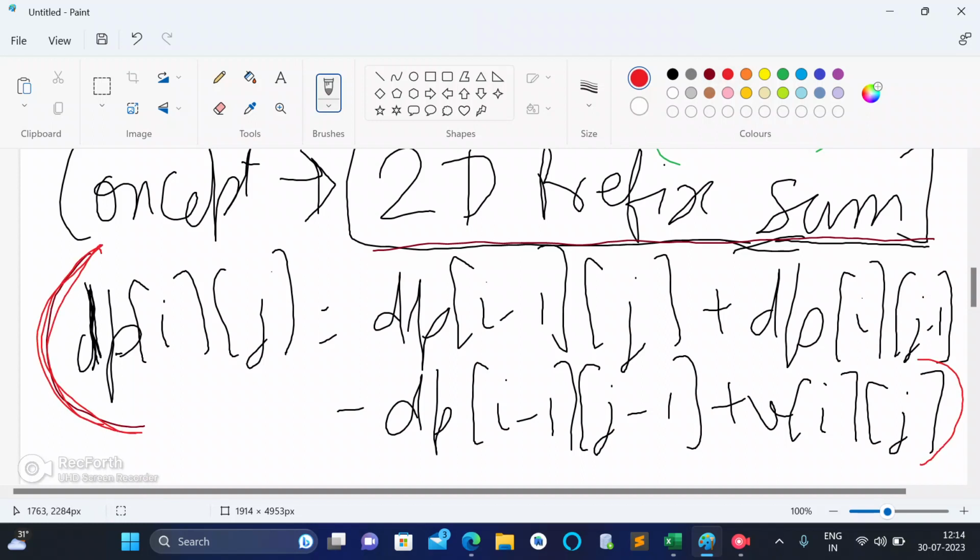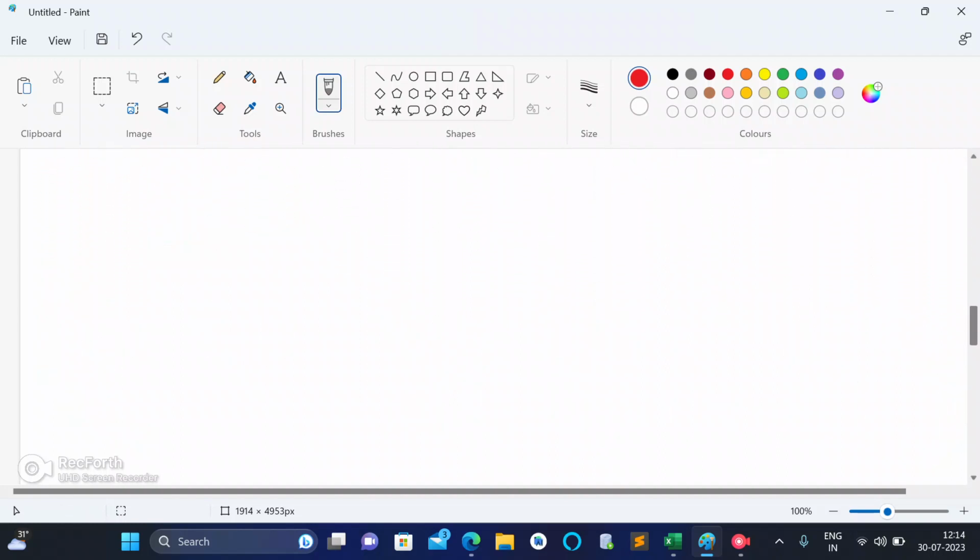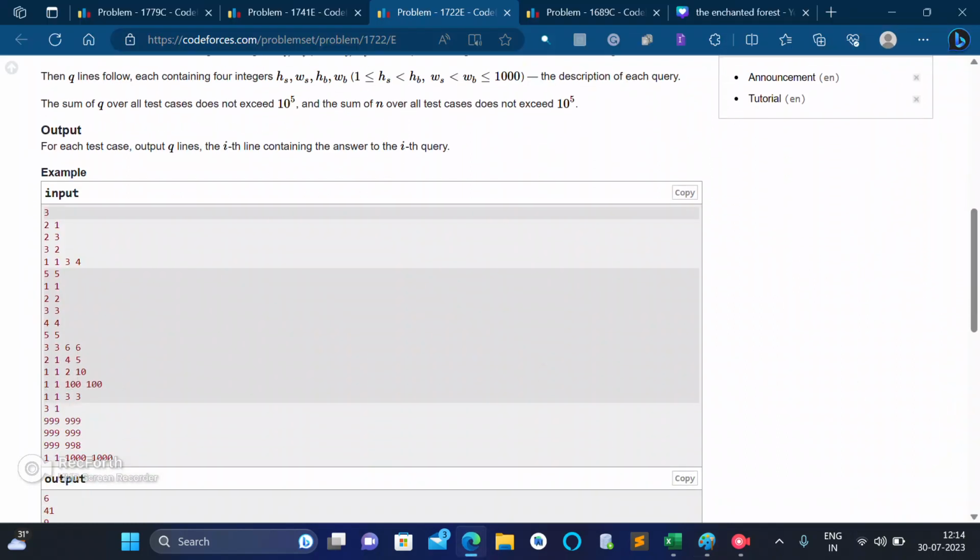Even if you don't know high level DP, just the basic DP like Fibonacci, then also you will be able to think what this transition is saying. So I recommend you to first learn the concept of 2D prefix sum, then move further in this video. So let's see how we will apply the concept of 2D prefix sum in this question.